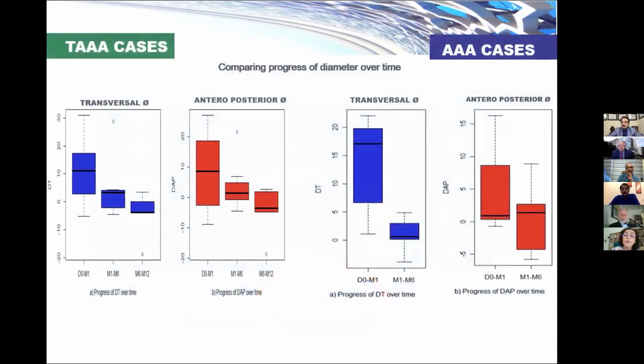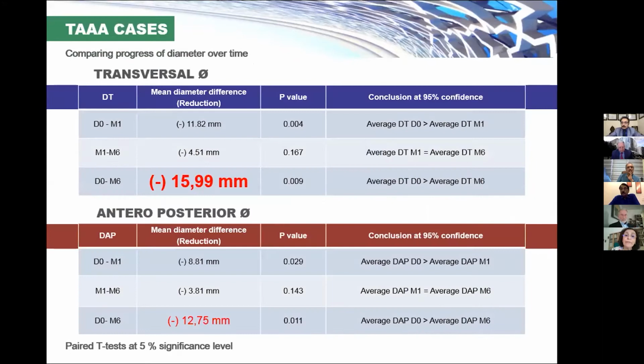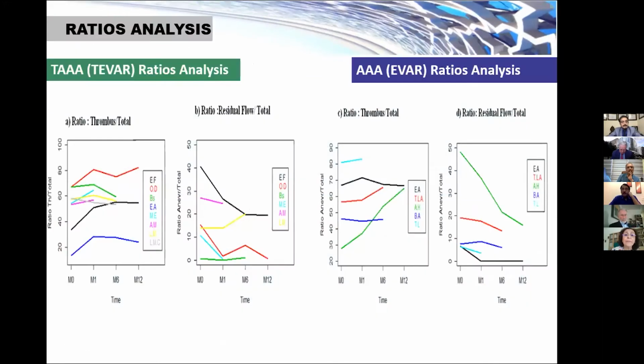The box plot shows for both aneurysms that the major reduction occurs at 1 month. And when you compare the progress of diameter, we can see that at 6 months, the mean difference of diameter is higher for transversal diameter than anterior-posterior diameter. The ratio analysis shows that the ratio of total thrombus volume increases, while the ratio of residual flow volume decreases, showing a continuous thrombus formation leading to the aneurysmal sac exclusion.